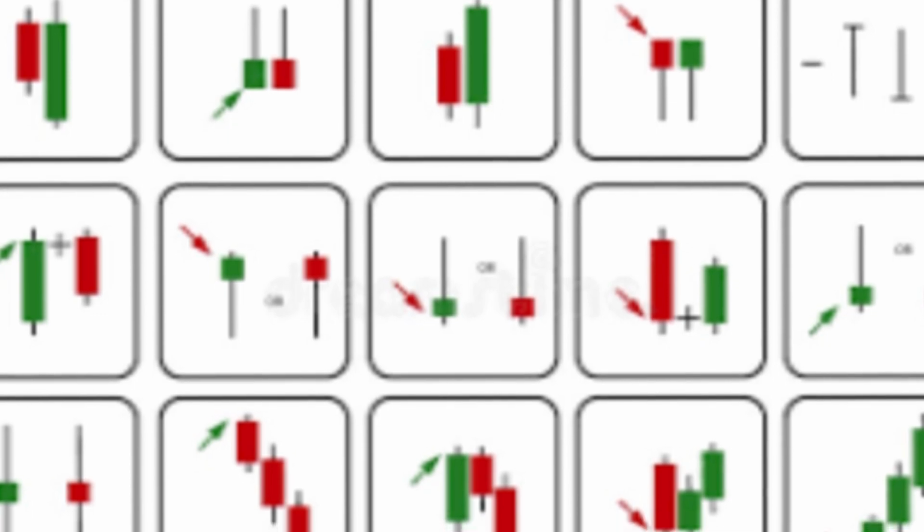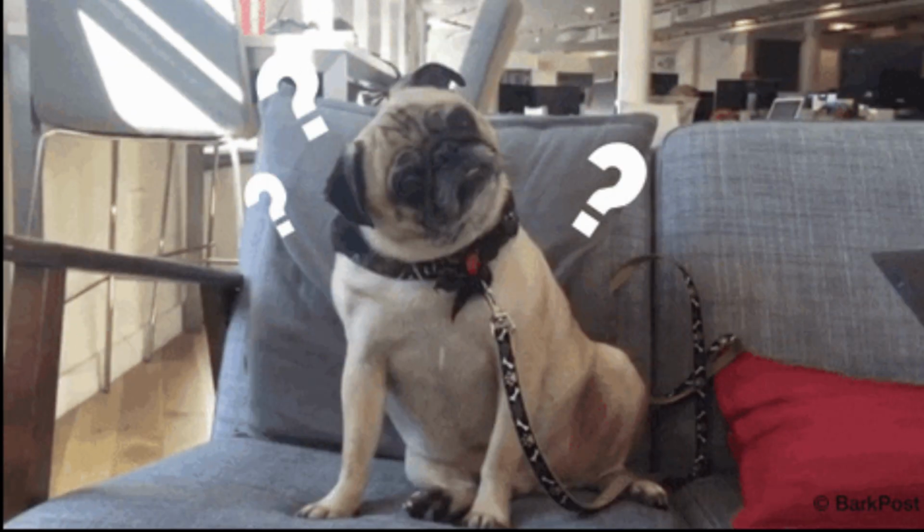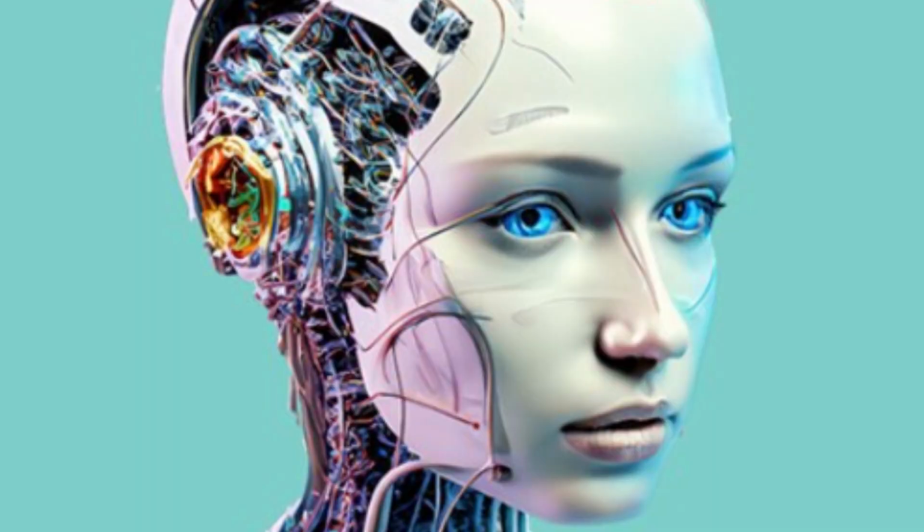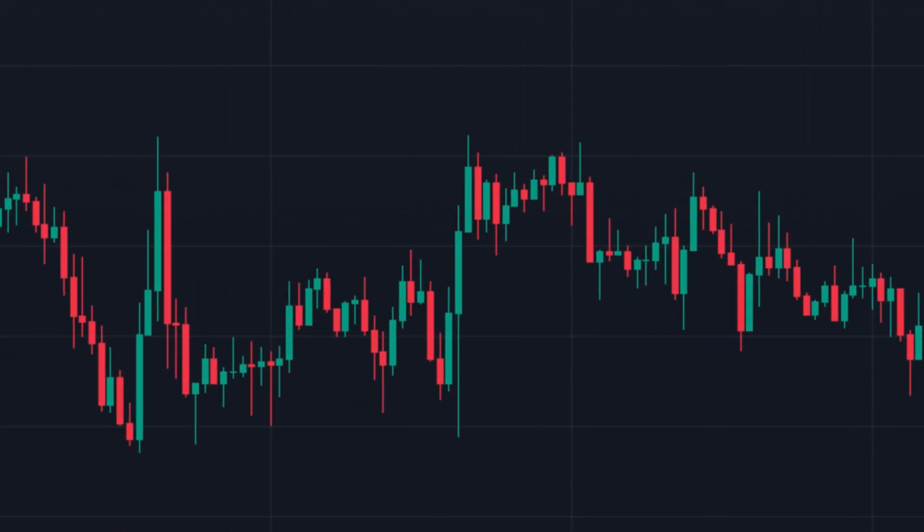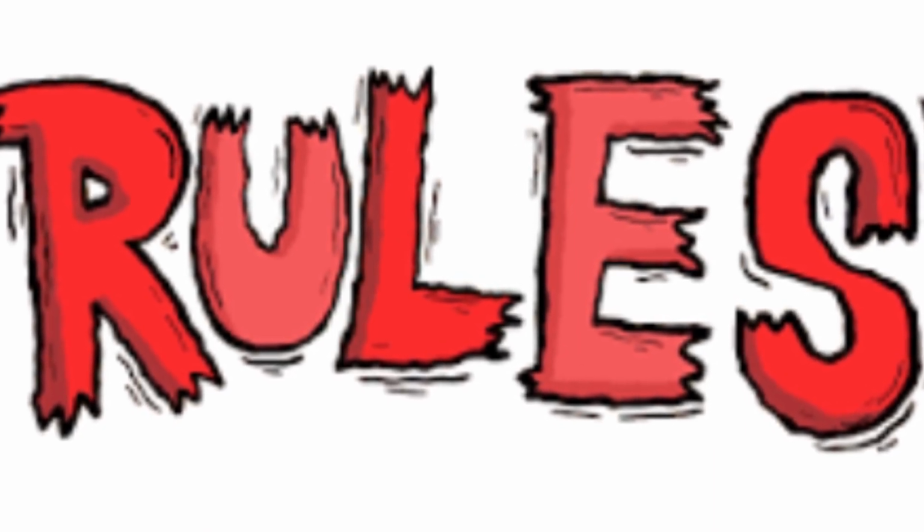You'll have seen a candlestick patterns chart like this one. But which one of these patterns is the best one? I wanted to find out. So I programmed a bot to look back into previous market data and answer that question. But first, what are the rules for the bot?